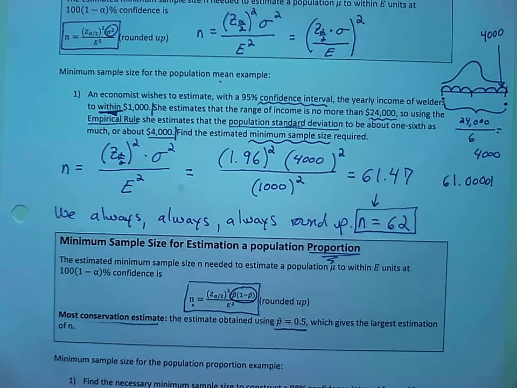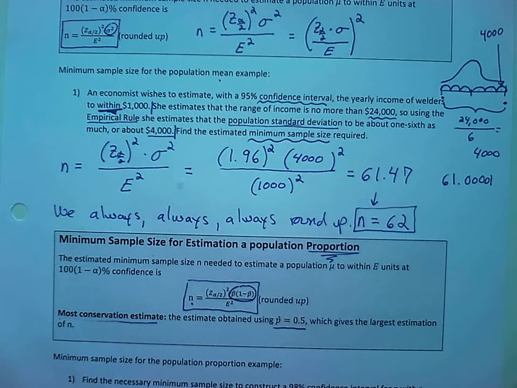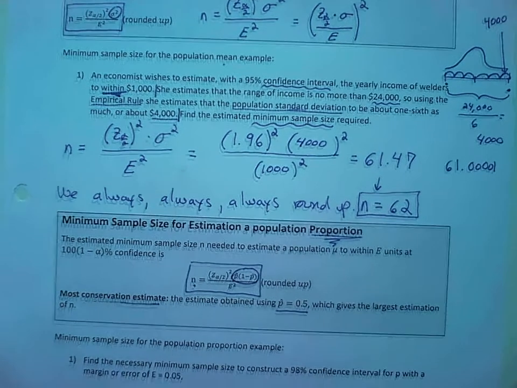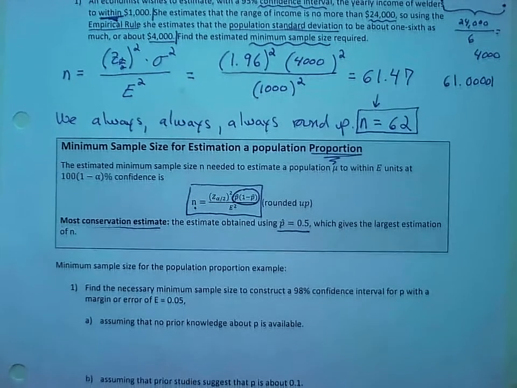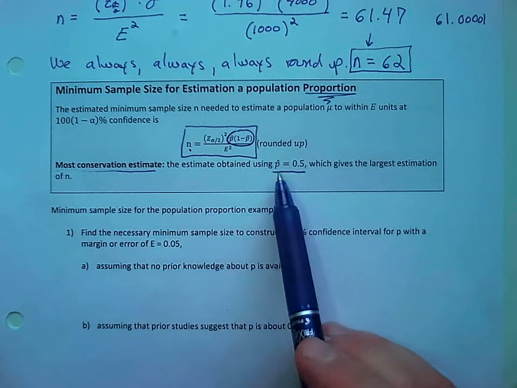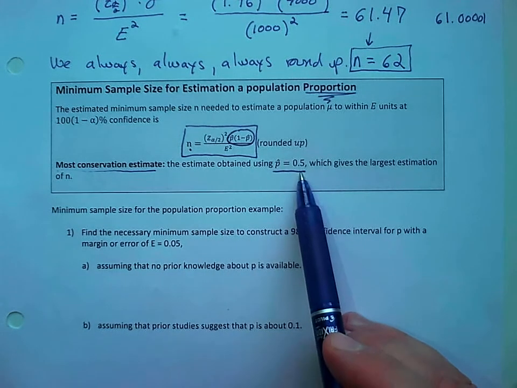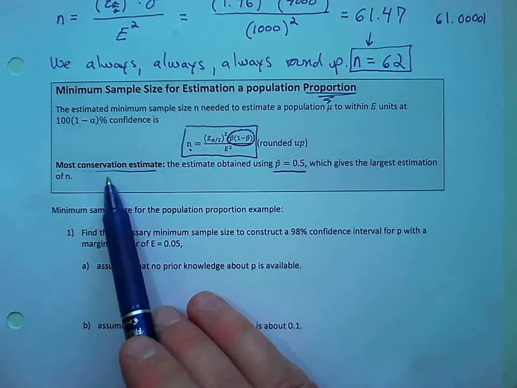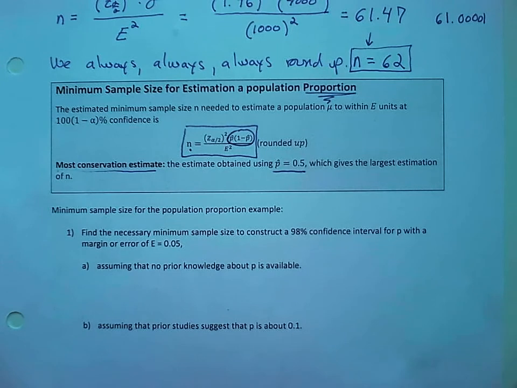And why it's the most conservative estimate is going to be a little bit easier explained after we do these next two examples. So let's first do these next two examples, and after we do these next two examples, we'll backtrack, and then we'll see why p hat being equal to 0.5 is known as the most conservative estimate. So let's do it.